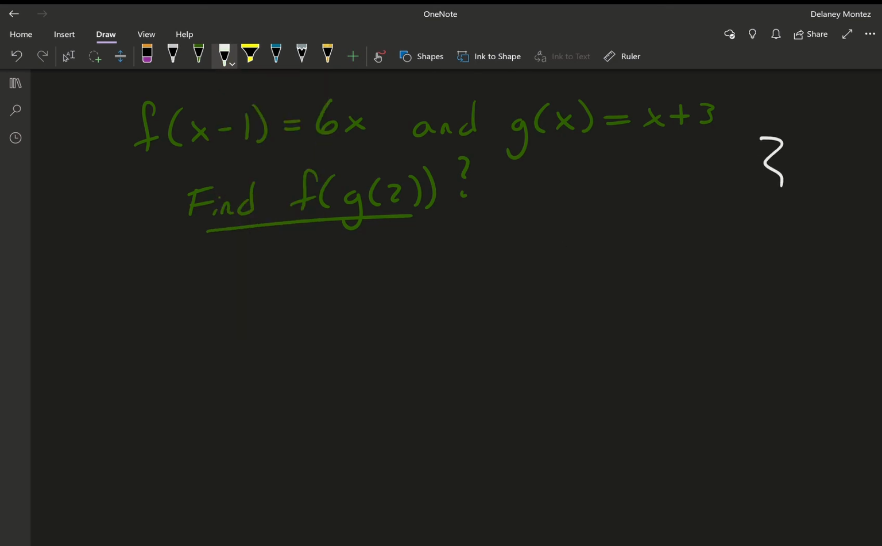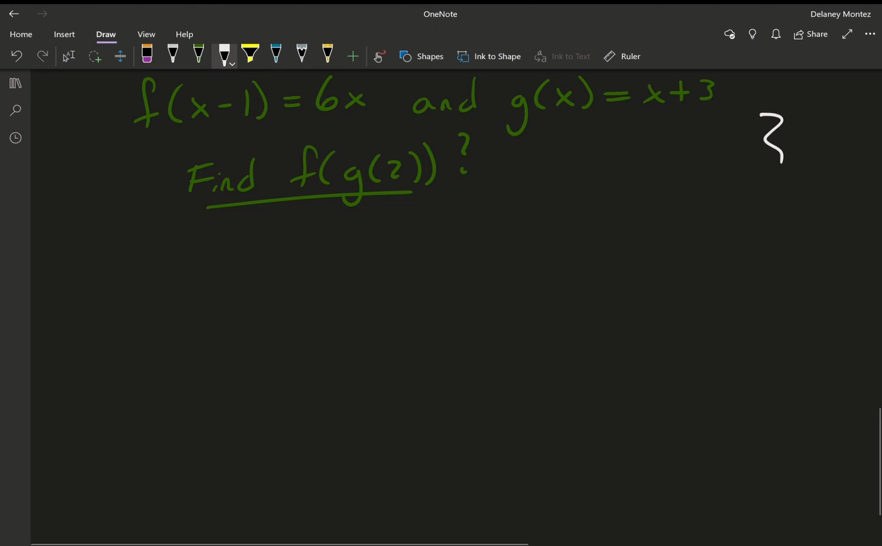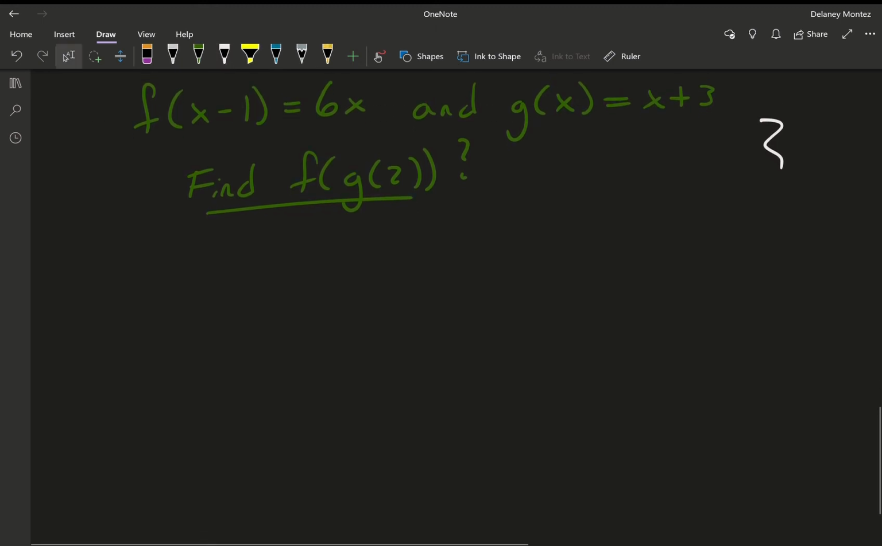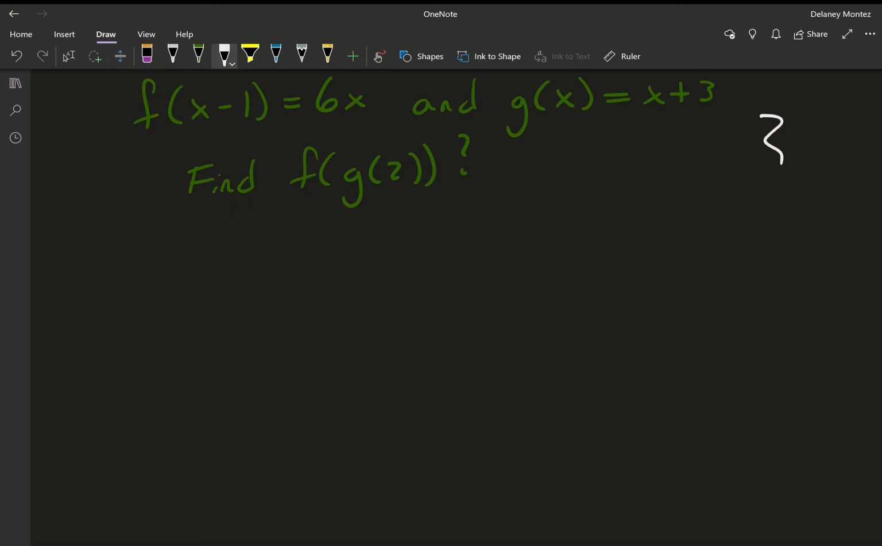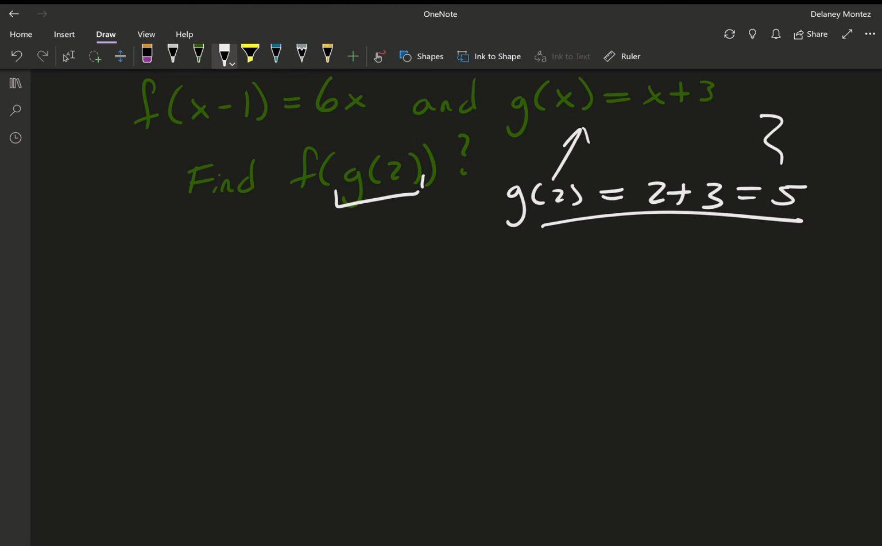Okay, so hopefully you guys had a good chance at solving this problem and it was successful. So we're looking at a composition of functions, right? So you're looking at f of g of 2. And if you guys remember with composition of functions, you always want to work on the inside. So the inside here is g of 2, right? What does that equal? Well, we know what g of x equals, right? So g of 2 is just going to be plugging in 2 for x, which is 5, right?